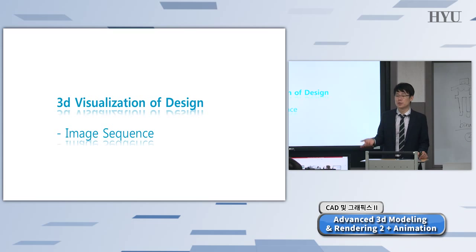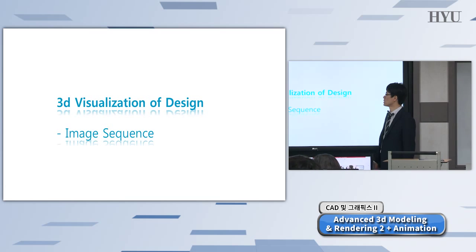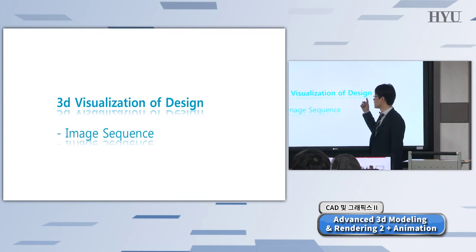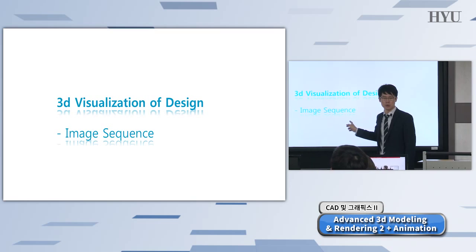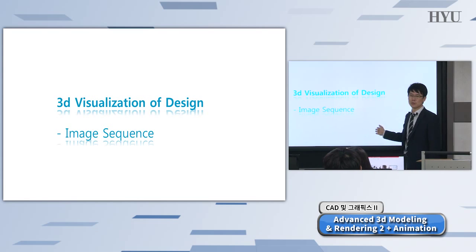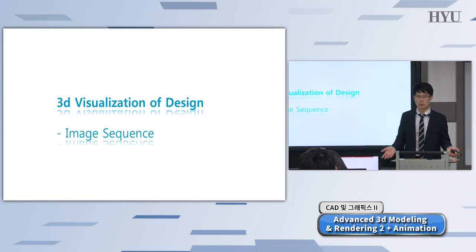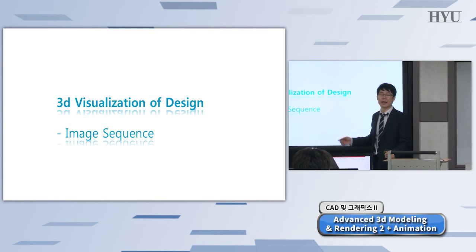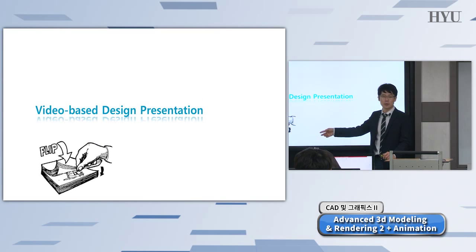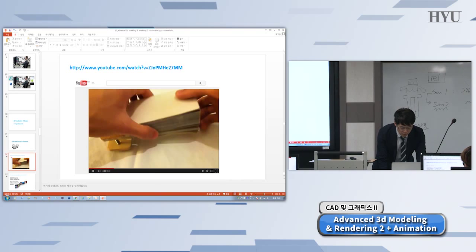Secondly, you have another option to present your final presentation, okay? Final project: 3D visualization of design. The second way is image sequence. What is image sequence? It's the same as still images, but a lot of images in their own order, okay? Simply said, animation. You know this kind of flipbook animation, okay? The flipbook animation example here, let's take a look at this case quickly.